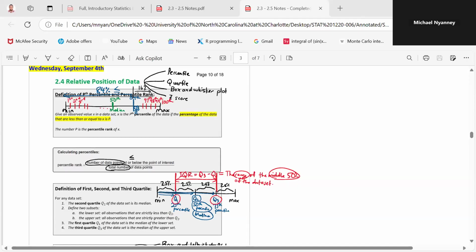That is section 2.4, relative position of data. We already discussed 2.3, and that was measures of variability. Sometimes we want to determine how dispersed and spread our data points are. So we have measures that will tell us how dispersed or spread our data points are, and we do so through the range, the variance, and the standard deviation.